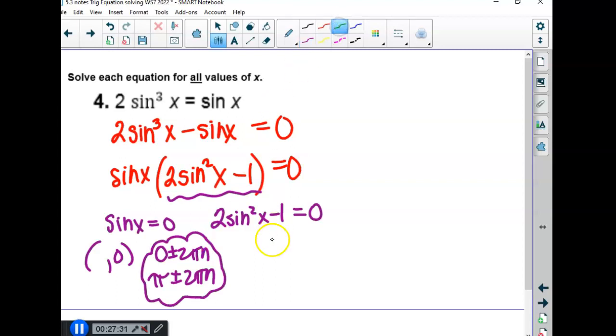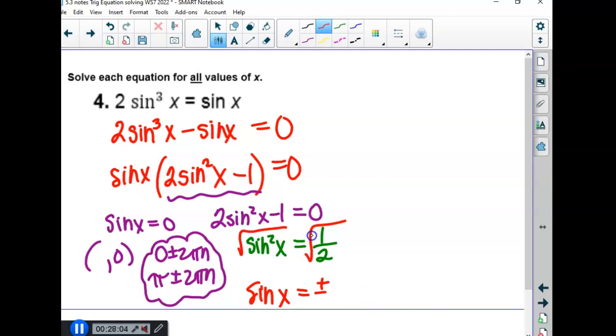This one is messy. It actually works. What would you do first if I told you to solve 2x squared minus 1? Add 1, divide by 2. So you would get sine squared, add 1 over to the other side, and divide by 2. You'd have 1/2. But then when you square root both sides, what do you have to remember? It's plus or minus.